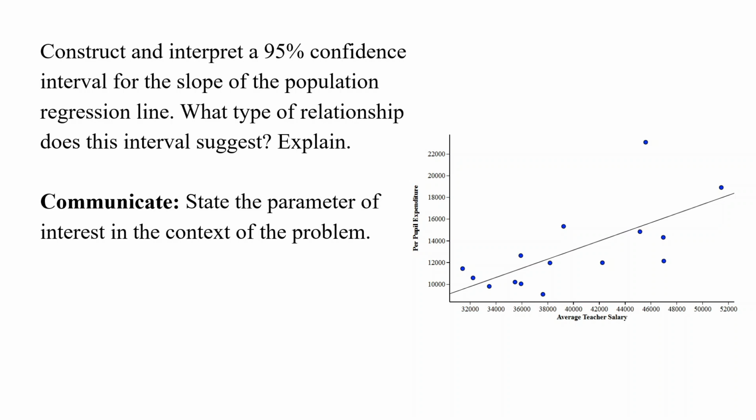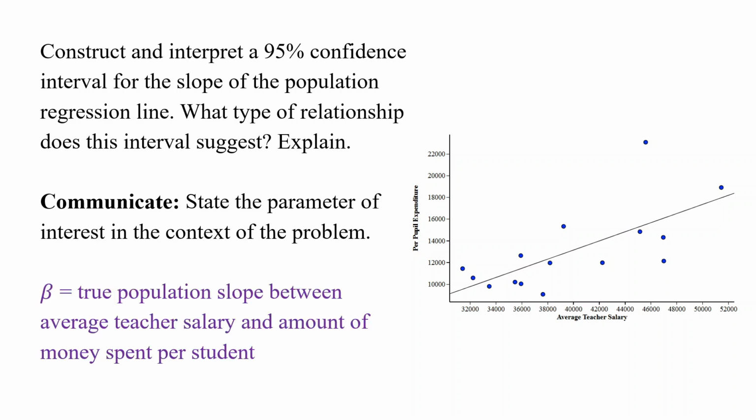So our 4 C's, right? We want to communicate, check conditions, calculate, and conclude for this 4-step process. Communicate: we want to state the parameter of interest in the context of the problem. So our parameter of interest is, what are we creating the confidence interval for? Well, that's going to be slope. And it's going to be beta because we're using population. That's our parameter, beta.